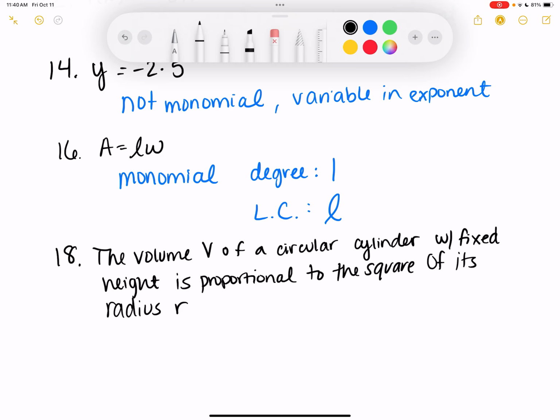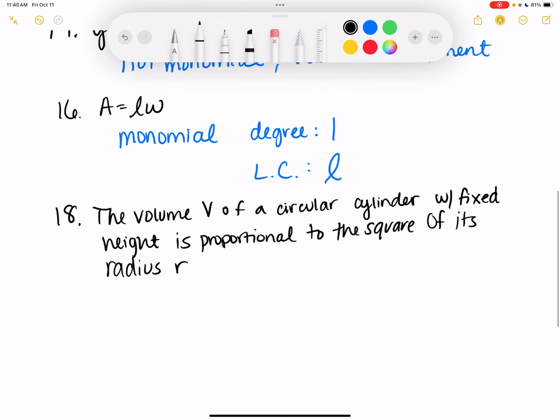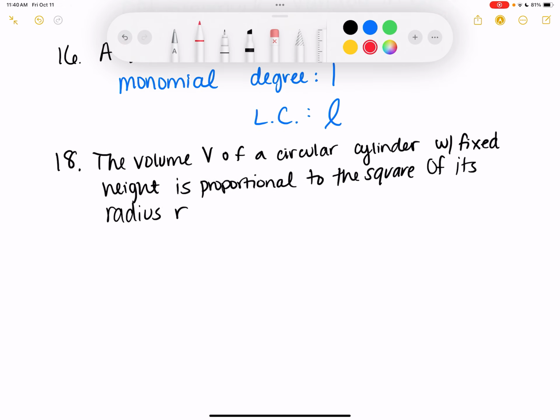All right, so first of all, do we know what the volume of a circular cylinder is? V equals 2 pi r. Wait, pi r squared. So pi r squared would take care of the circle part, but volume also would have to multiply by height. So this would be our generic formula for the volume of a cylinder.